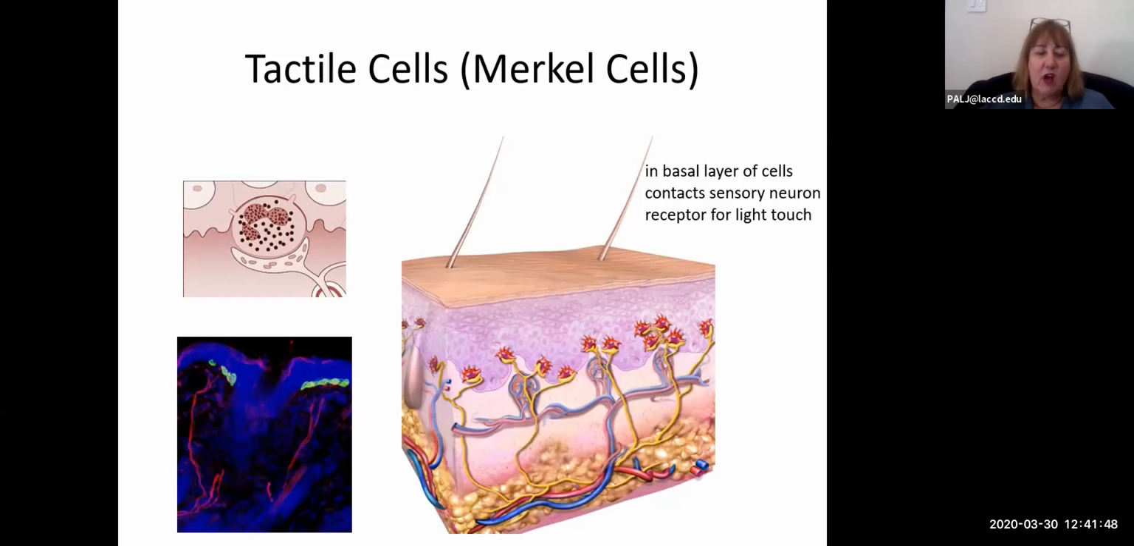Merkel cells are only found in the deepest layer of the epidermis. Every Merkel cell is attached to a little sensory neuron, because this is the cell that's going to be a receptor for light touch. When I come back and talk about sensory receptors, I'll talk more about Merkel cells then.